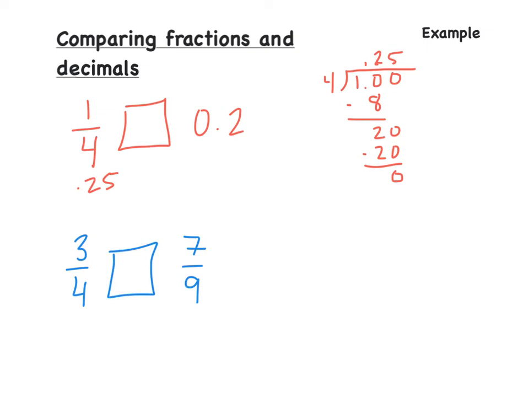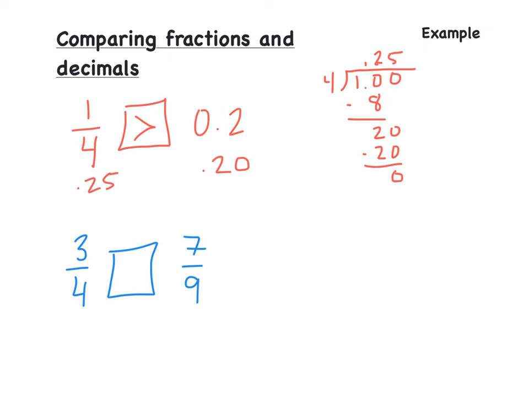So which one is greater? 0.25 or 2/10? Remember, we could write this 2/10 as 0.20. So which one's greater? Do we have 0.25 or 0.20? If you want to think of it as money, which one's greater? 25 cents, 20 cents. Answer, 25 cents.